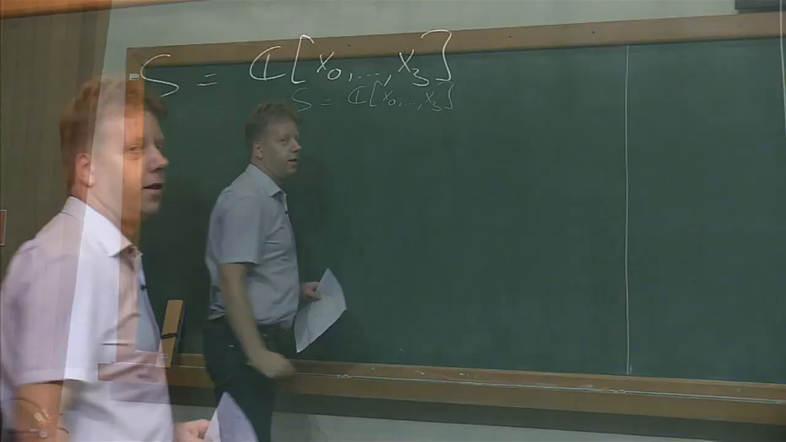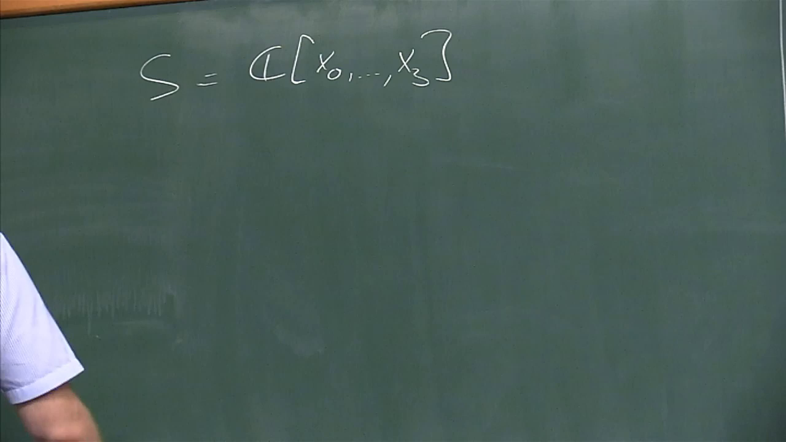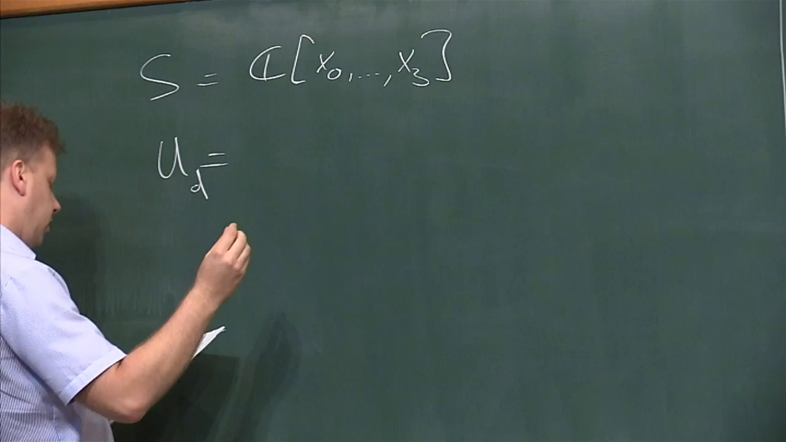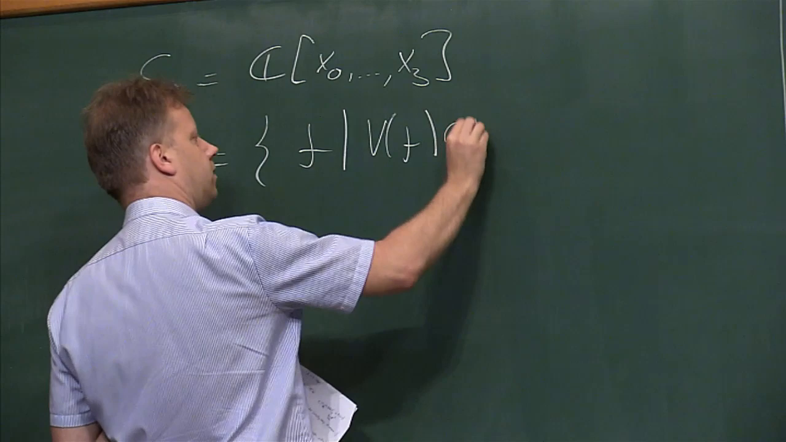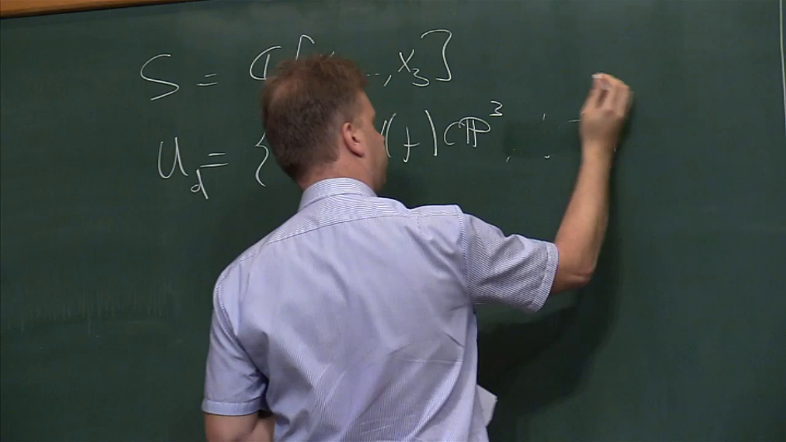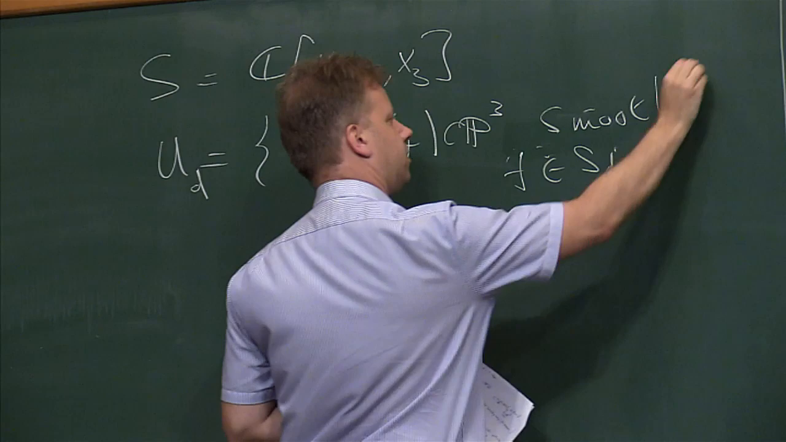So, take the polynomials in the same four variables. You can take an open set U_D. These are all polynomials such that the surface defined by F is smooth. This is smooth, and F is in S_D. So these are the smooth hypersurfaces, smooth surfaces in P3.